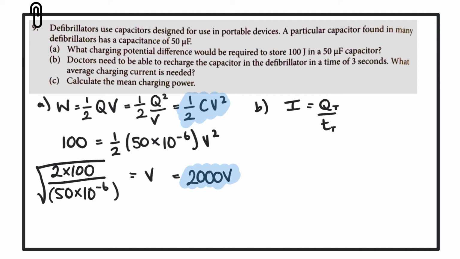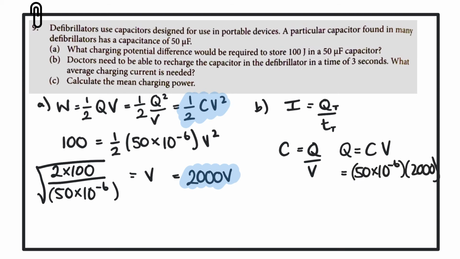So we need to figure out how much charge is stored on that capacitor. And to do that, we can use our definition for the capacitor, which is the charge stored per unit voltage or per unit potential difference. And if I rearrange that, the charge is equal to capacitance times voltage. So our capacitor is 50 microfarads and our voltage is 2000. And when we do that, we get 0.1 coulombs of charge. So that's the total amount of charge on the capacitor.